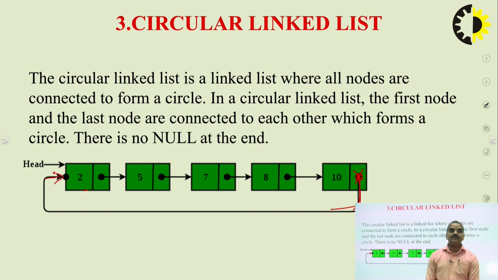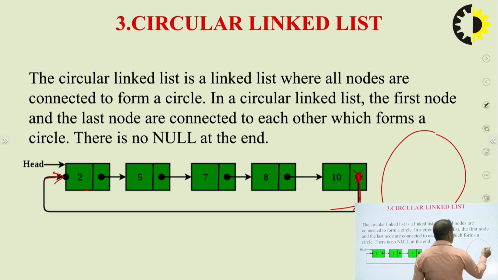A circular linked list is a linked list where all nodes are connected to form a circle. Circle means there is no end node. We can start with any node and process up to any node. There is no last node, so the list is called a circular linked list. In a circular linked list, the first node and last node are connected to each other, forming a circle. There is no null or end point. The list is in the form of a circle like this.